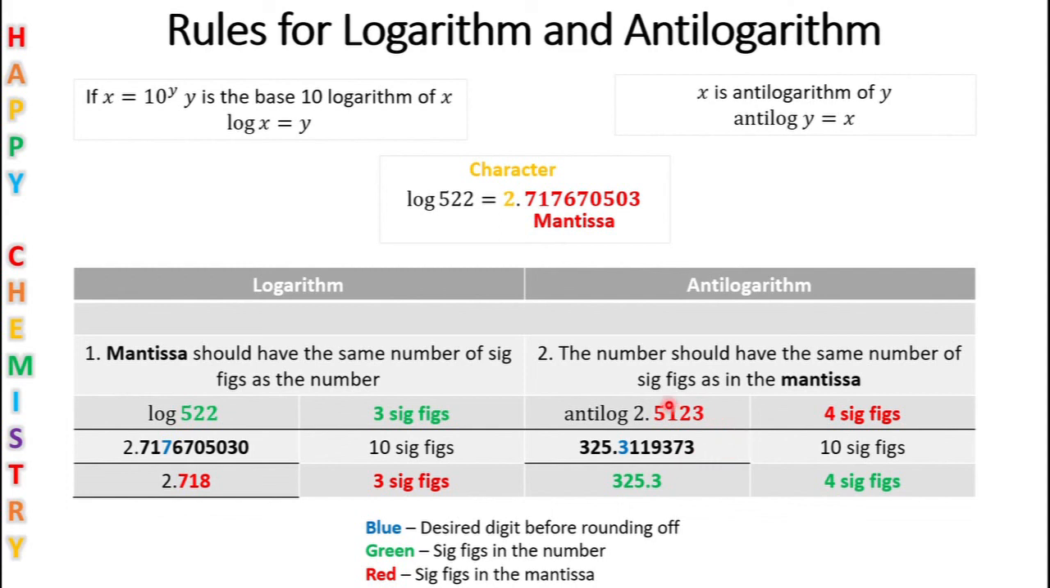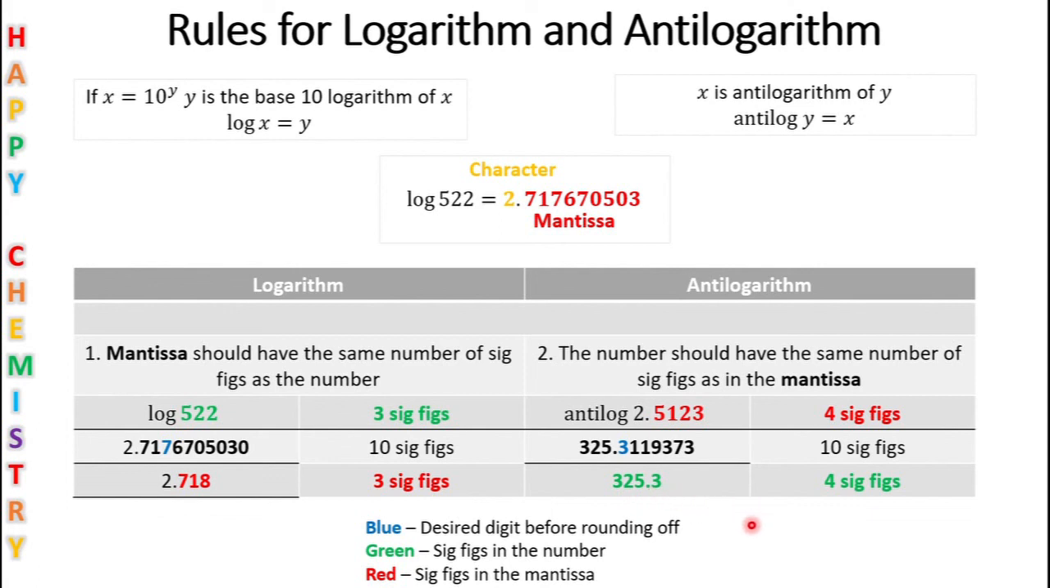The mantissa of 2.5123 has 4 significant figures. Therefore, the answer or the number should have 4 significant figures. To have the correct number of significant figures, the desired digit is 3, indicated in blue. After rounding down, the answer with 4 significant figures is 325.3.